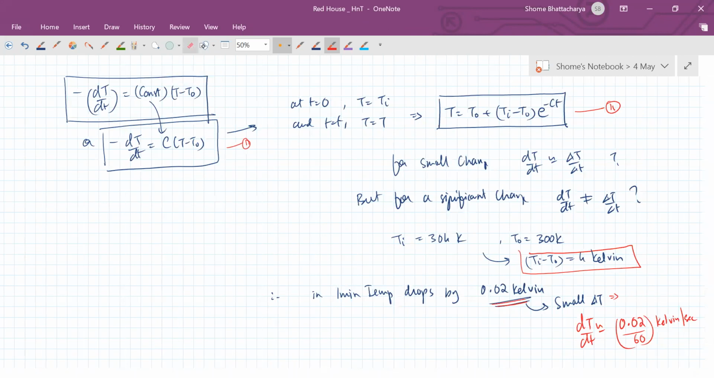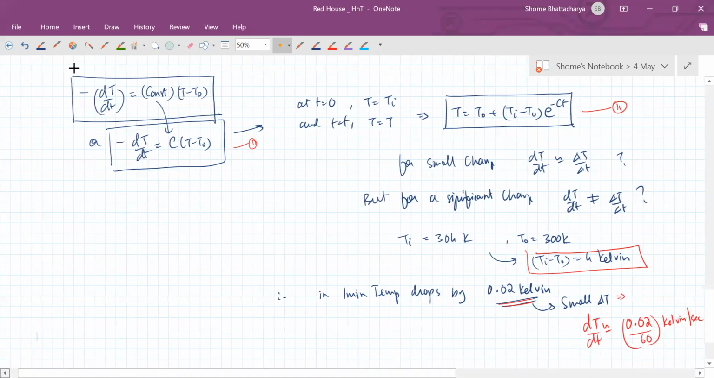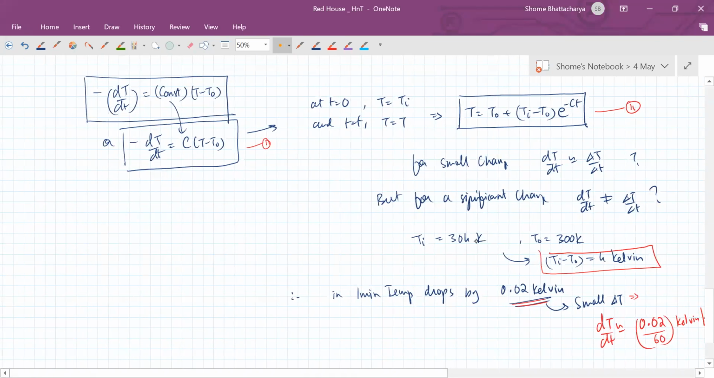Okay. So again, if you think graphically, when we are talking about this change of 0.02 Kelvin, we are talking about 2 points which are so close that the line joining them, you can think of them like the tangent line instead of the secant line. So you can get away by using the instantaneous rate formula. That is equation number 1.